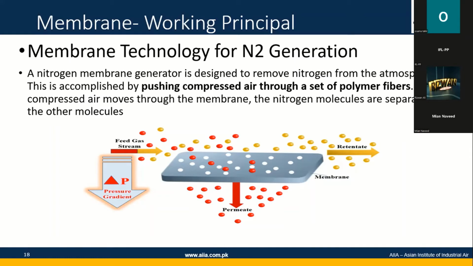So you are getting the nitrogen according to your purity. If the purity level is less, then you can put another filter system after the first process. By putting in further membranes, you can enhance your purity levels.